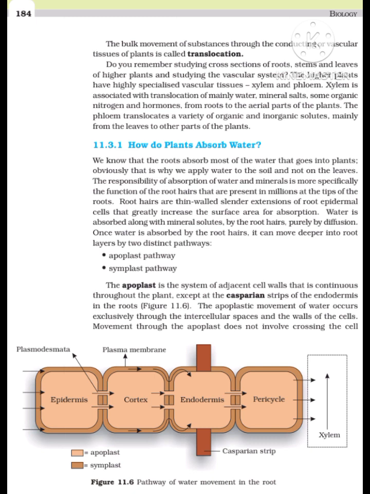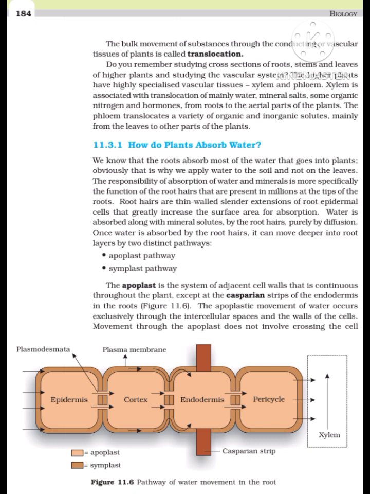1.3.1 How do plants absorb water? We know that the roots absorb most of the water that goes into plants. Obviously that is why we apply water to the soil and not on the leaves. The responsibility of absorption of water and minerals is more specifically the function of the root hairs that are present in millions at the tips of the roots. Root hairs are thin-walled slender extensions of root epidermal cells that greatly increase the surface area for absorption. Water is absorbed along with mineral solutes, by the root hairs, purely by diffusion.